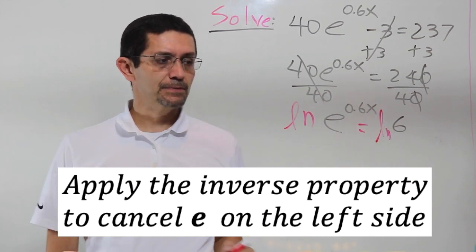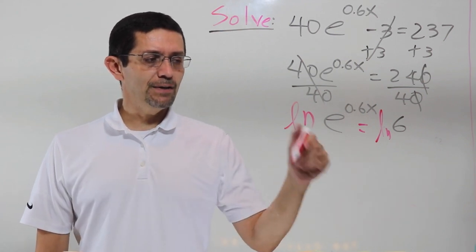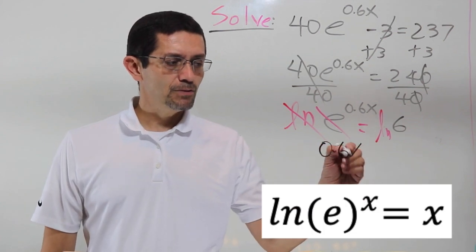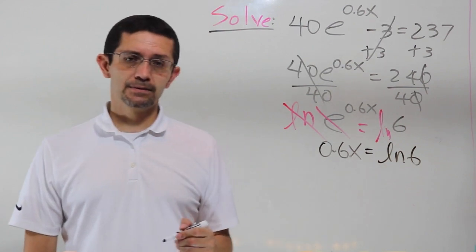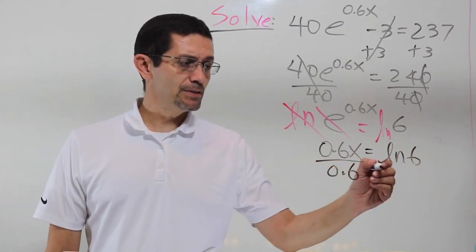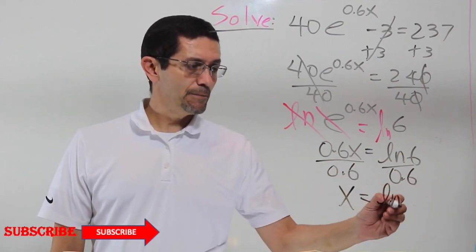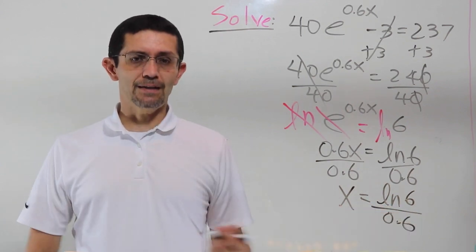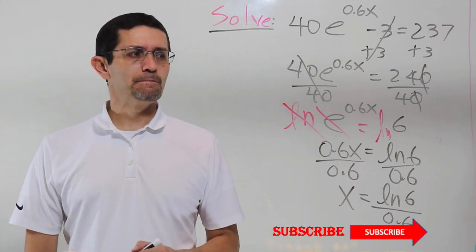ln on both sides. So I apply ln on both sides, the inverse property. What's going to happen here? The ln is going to cancel the e, and my 0.6x drops. And on the other side now I have ln of 6. From here, leave the x by itself. Divide by 0.6, divide by 0.6, and my final answer is ln of 6 divided by 0.6. And this is a valid answer. Or you put it in the calculator and you round it to 3 or 4 decimal places for the most part. All right?